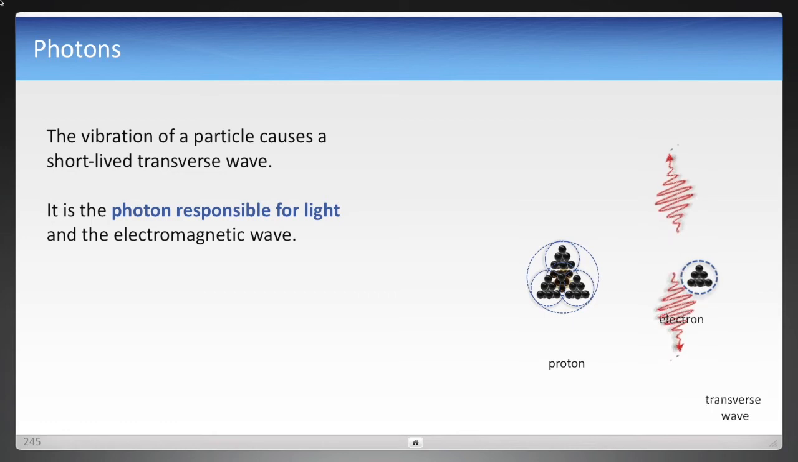Now we're going to have to shrink this a little bit more. We need more space, that's why that proton just got smaller, but it is still the same proton. But we're going to talk about photons next, right? Because photons are responsible for light and everything in the electromagnetic wave, from radio waves to gamma waves. And it's really just a vibrating particle.